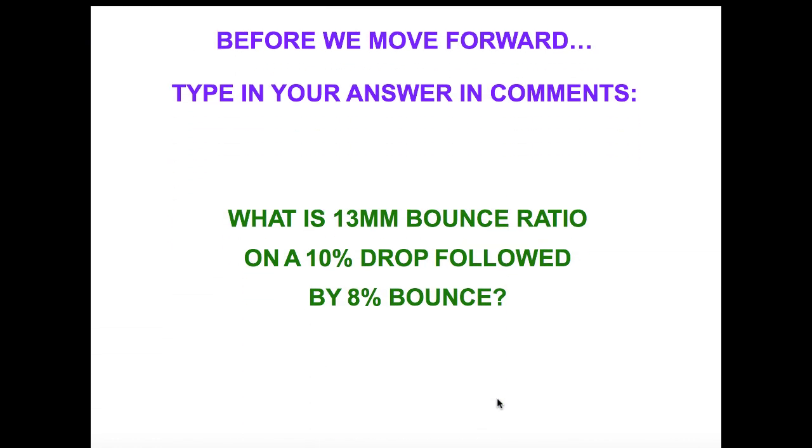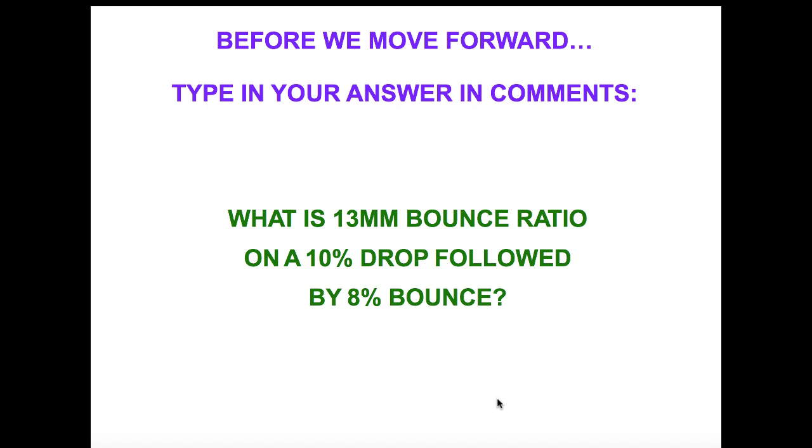If you didn't understand this, just rewind the video and make sure you understand this part before you move further. The question is going to be quite simple. I'm just really explaining how to do this math. What is the 13 market moves bounce ratio on a 10% drop followed by an 8% bounce? Type your answer in the comments. Make sure you get clarity before you watch the rest of the video.